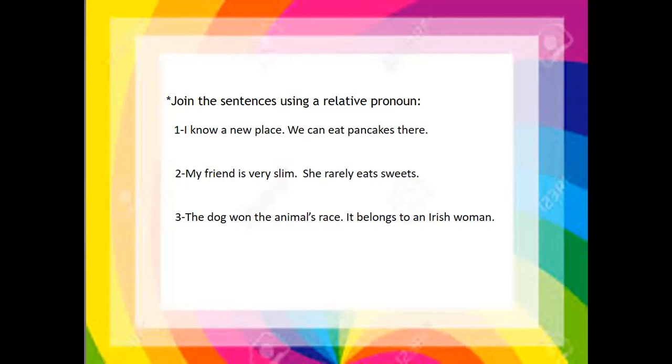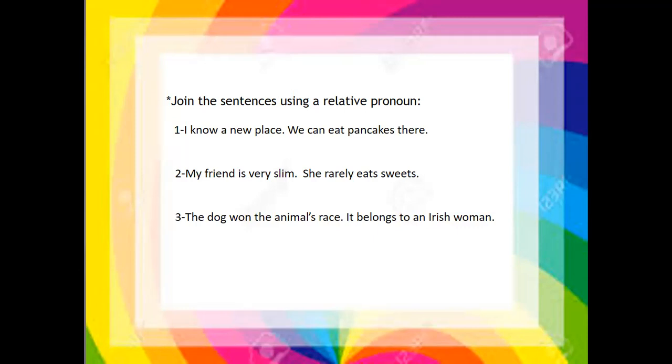In exercise number 2, we're going to learn how to join sentences using a relative pronoun. Since we said before that if we use a relative pronoun, we can join 2 sentences together. I know a new place. We can eat pancakes there. First of all, we have to look for the common noun in both sentences. لازم يكون عندي اسم مشترك، اسم مشترك أو اسم وضمير مشترك بين two sentences.